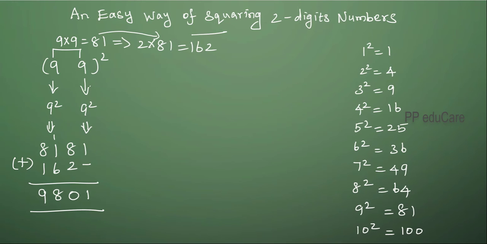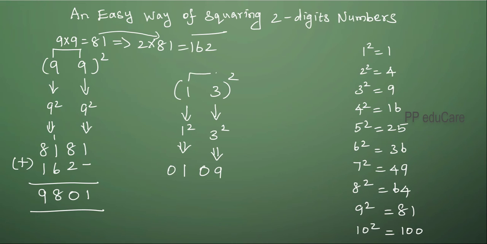If the square value of the digit is a single digit, then write 0 in front of the number. Say for example, take another number, say 13. Suppose we want to find the value of 13 squared. Here 3 squared is 9. Instead of writing 9, write 09. Again this 1 squared is 1. Instead of writing 1, write 01 here.